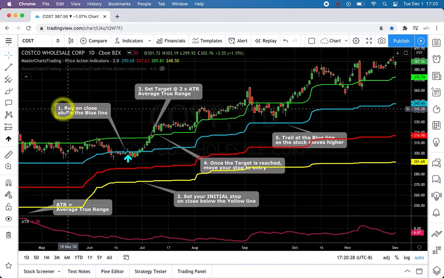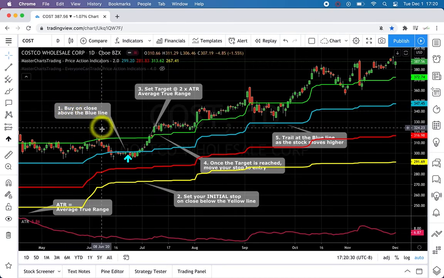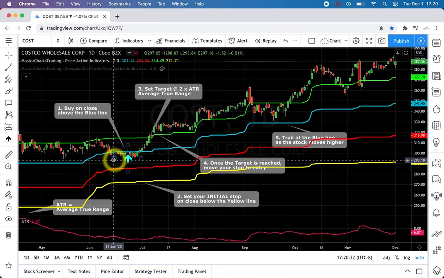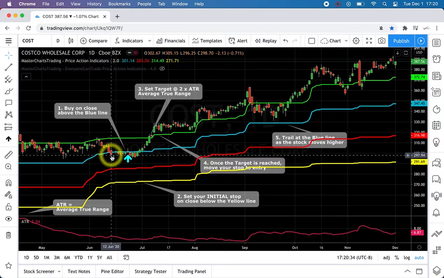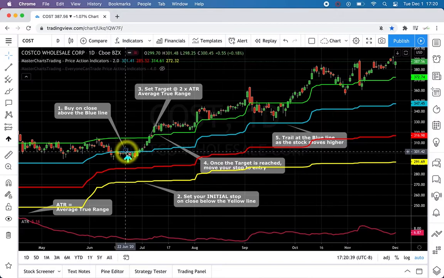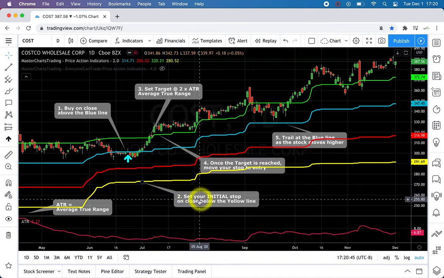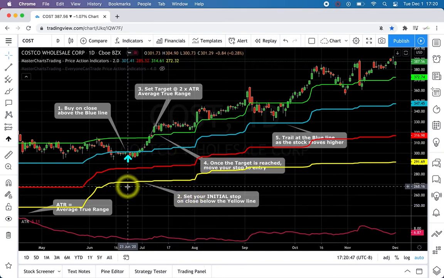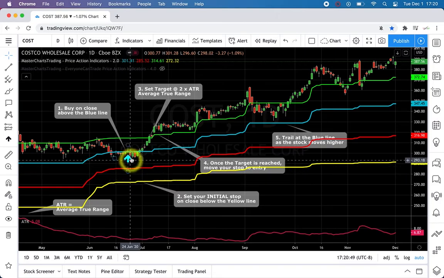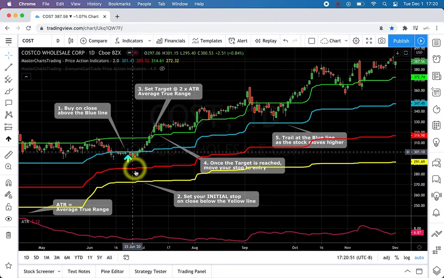So the system is this: buy on close above the blue line. Either the stock was below it for a few minutes or a few seconds, a few days, and then closed above it, and then we're going to buy it there. We're going to set our initial stop on close below the yellow line. This is the distance of our stop from the blue line to the yellow line.